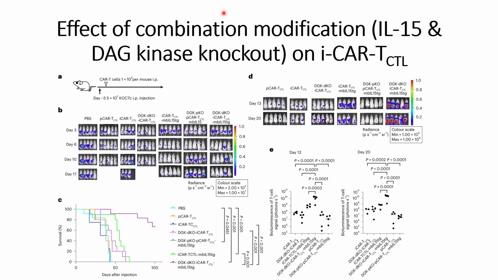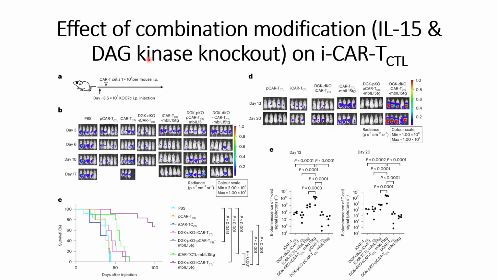And in the case where they use both the modifications, that is induced interleukin 15 and DAG kinase knockout, they are able to see the upregulation of genes related to persistence and proliferation. So it is basically the combination of both the modifications.